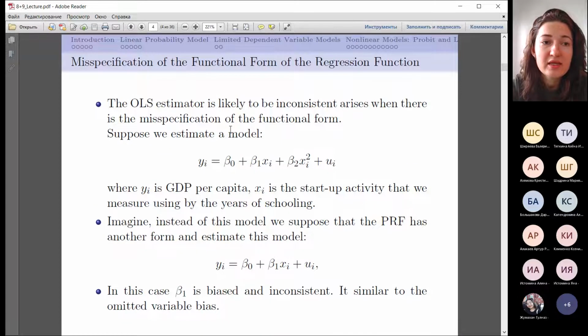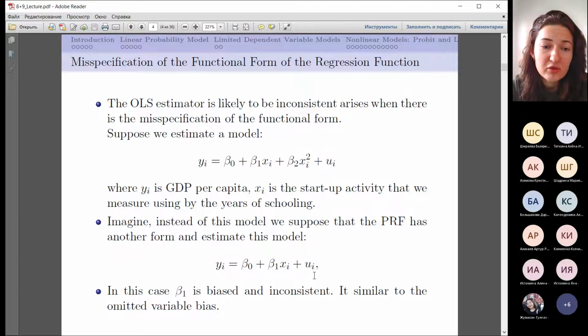The second reason could be some misspecification problems, or let's say functional form errors. What does it mean? We discussed previous time that, for example, your true population model looks like this. Here the dependent variable is GDP per capita. Here X is startup activity that we measure by years of schooling. And also you need to include the square term of this startup activity. But for some reason, you skip this variable and construct a model without the quadratic term of startup activity.